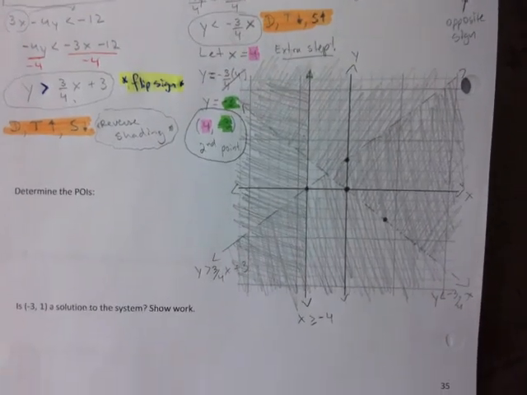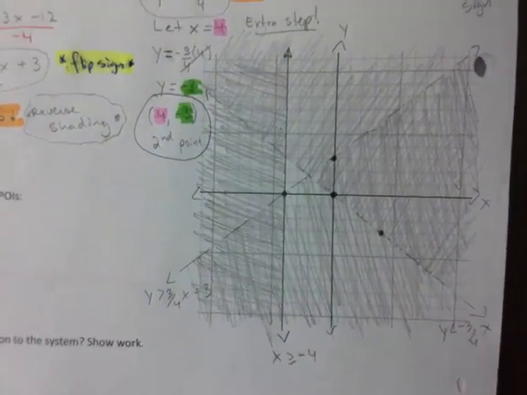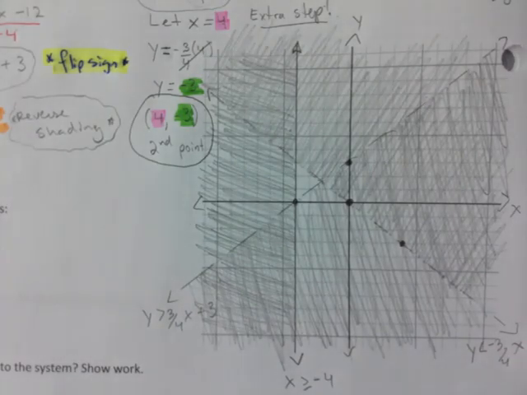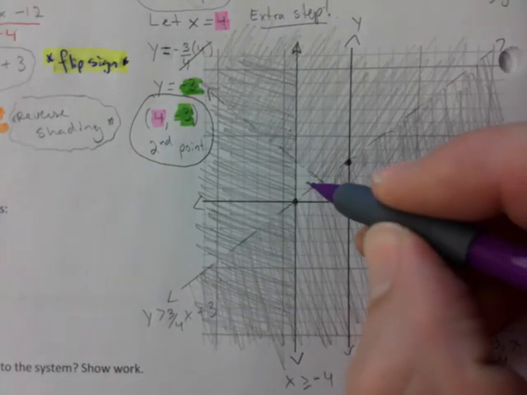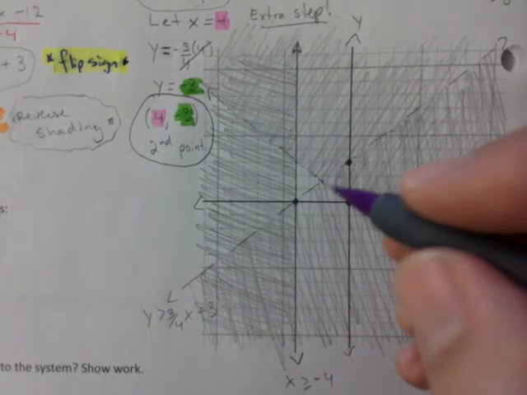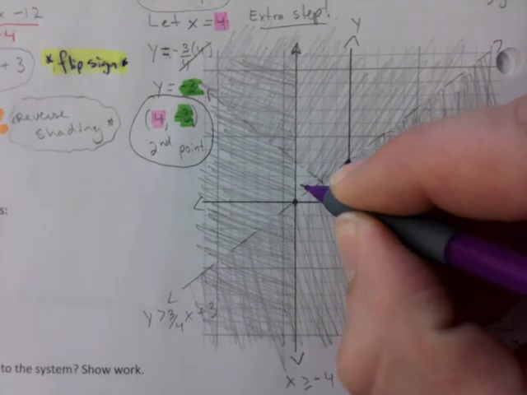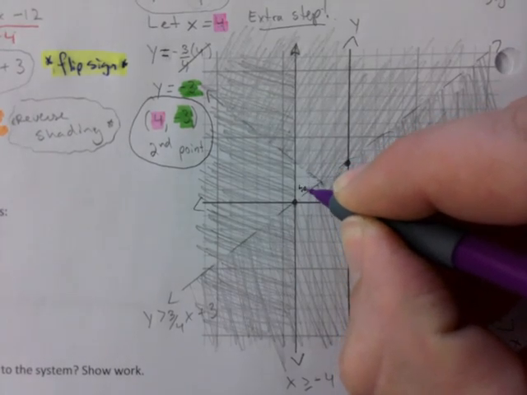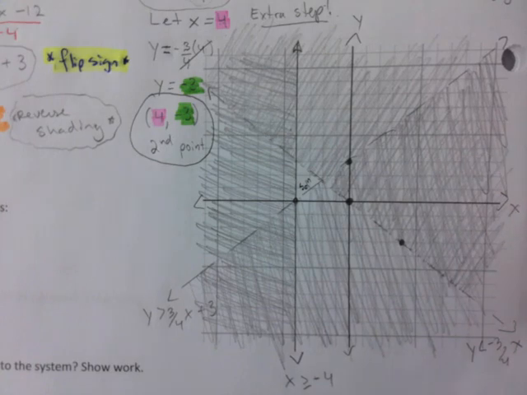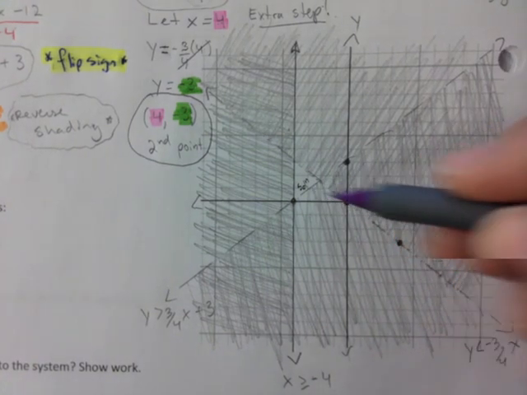You determine that in this case, there's a tiny little sliver, a triangle in this case, that is the solution region. So you go in there and just write solution like that. Okay, that's it.